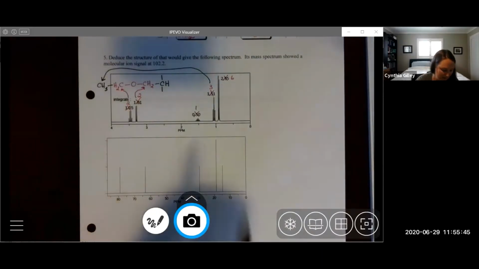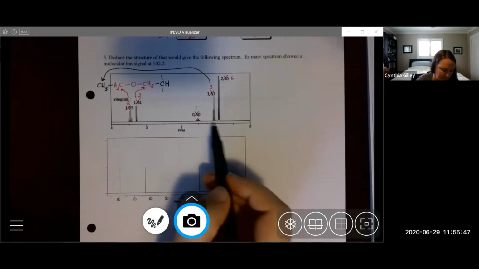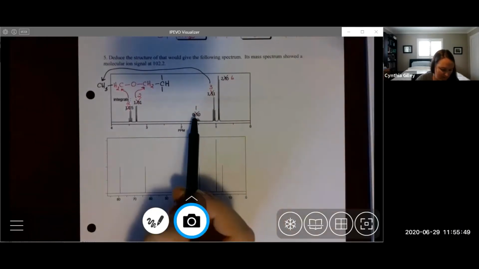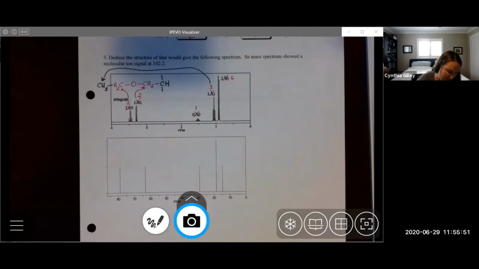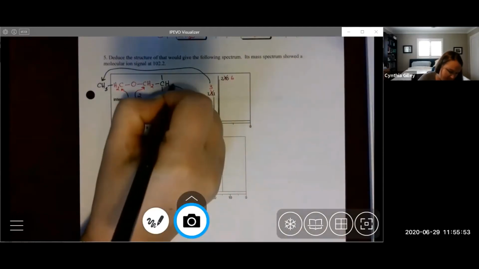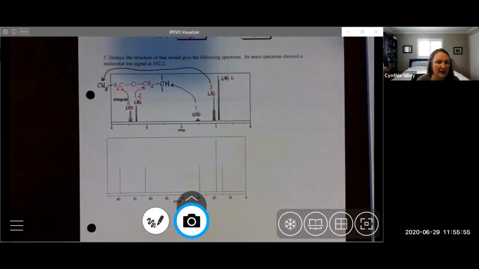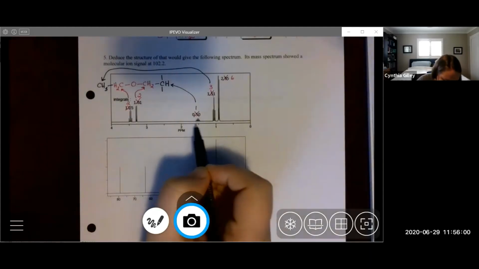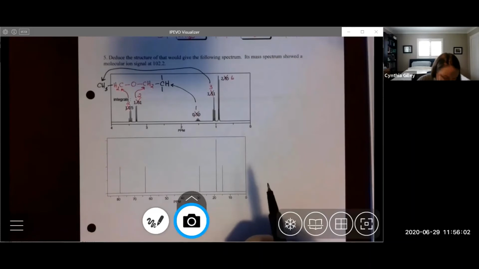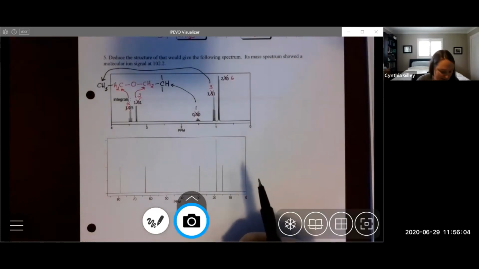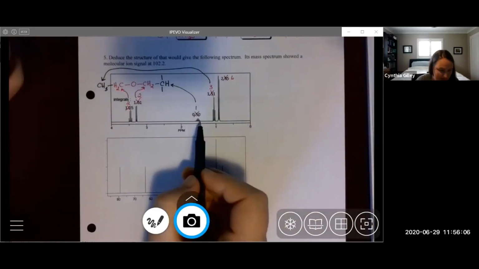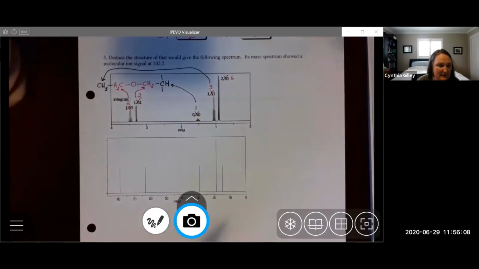That kind of leaves me with this one that integrates for 1, which means it matches. And there's quite a bit of splitting, and we can't necessarily see exactly what the splitting pattern is because it's not blown up, and sometimes there are tiny peaks on the edges that you can't see.